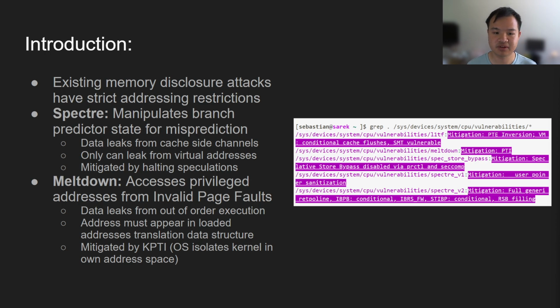Now, these addresses must appear in some sort of loaded translational address data structure in order for the data to be successfully leaked. And this can be mitigated by something called KPTI, which is kernel page table isolation, which basically isolates the address spaces of the operating system and the user.